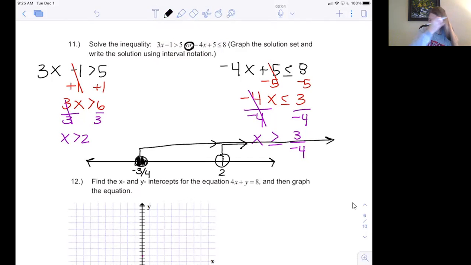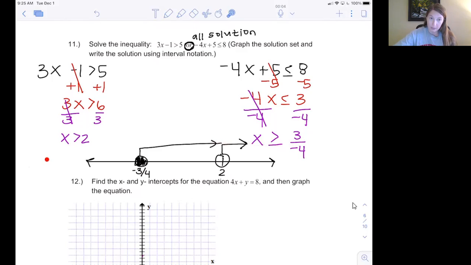Okay, so now when it says or, they want kind of all the solutions. So before, when it said and, we wanted to know where it overlaps. This time with or, we just want to know everything. So I'm just going to see where these arrows are.